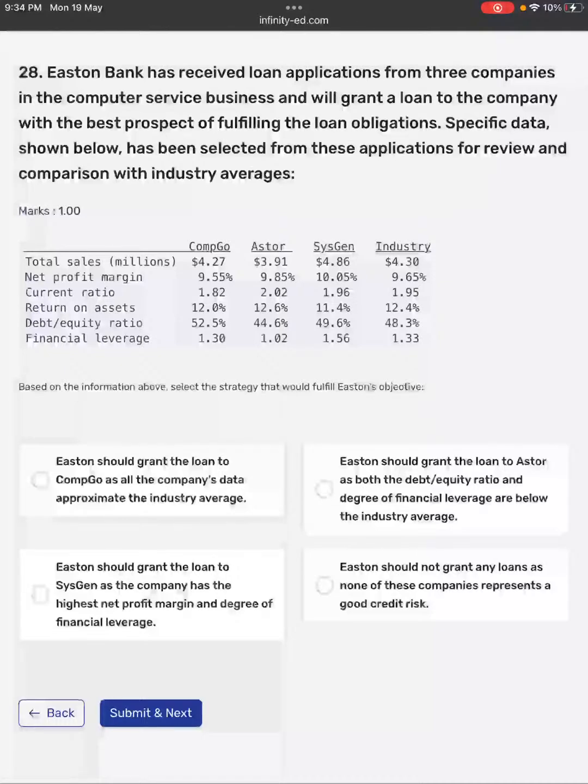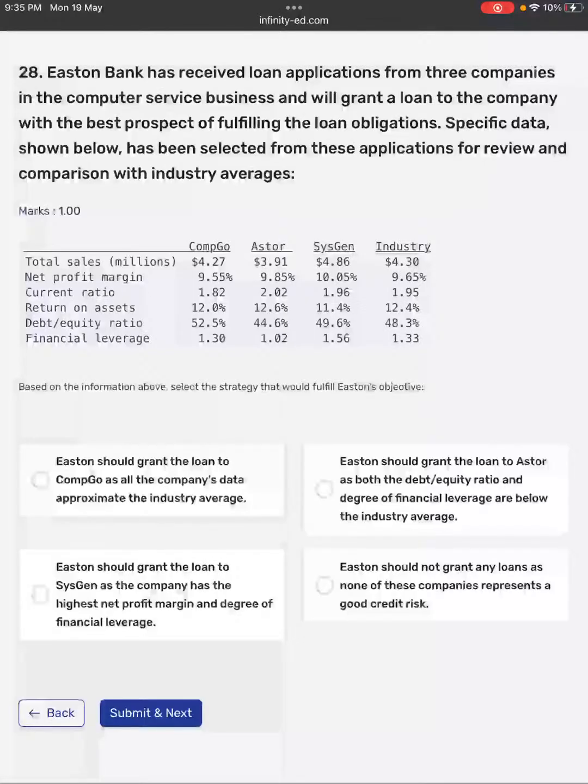As per bank policy, they will decide. Okay, and the same thing is given in the question here. Financial leverage is simple. Financial leverage means how much loan we have already taken to run our business, and on the basis of that the ratio will be decided. Okay, and here are the options. Stone should grant loan to Comgo as all the company's data approximate the industry average.